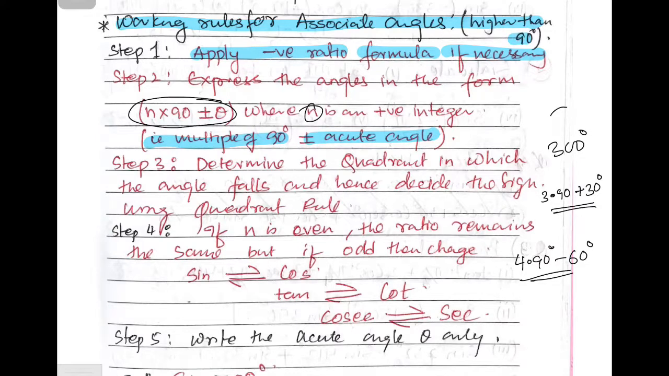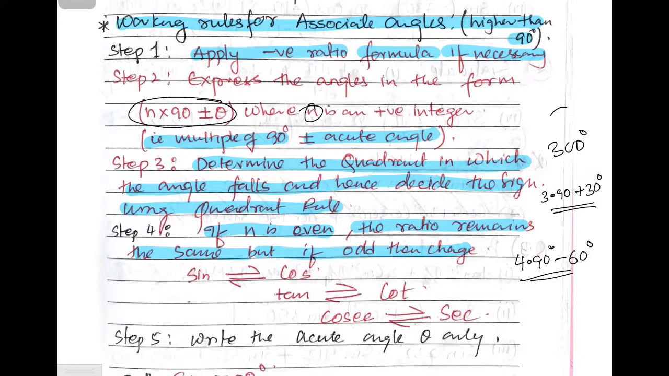So that is as it is written here, a multiple of 90 plus an acute angle. Got it? Then step 3 says determine the quadrant in which the angle falls and hence decide the sign using the quadrant rule. We'll talk about this, and this is very, very important. Step 3, I'll explain when I do the sum. Step 4, if n is even, then the ratio remains the same. But if n is odd, then the following changes will happen. Check this out. Here the value of n, the multiple, is odd, and here the value is even. So if it is odd and if it is even, there are different rules for it. If it is even, suppose it was sine 300 degree, here sine 300 degree and here also sine 300.